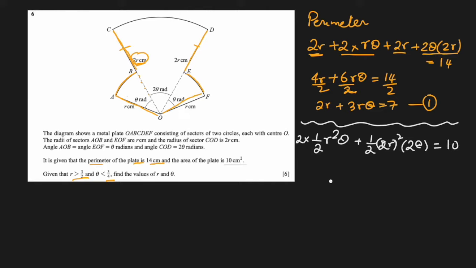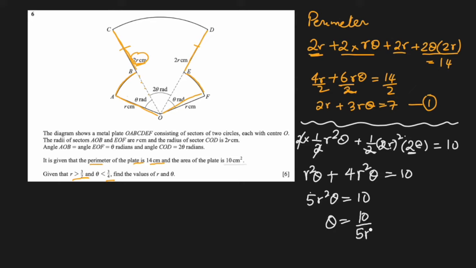10 centimeter square. So this 2 cancelled with this 2. So r square theta plus 2 square is 4. So this 2 will cancel with this 4 here in this one, and that will remain as 2, and this is 2 again, so 4. R square is r square and theta is theta. This is not squared, equal to 10. So 5r square theta equal to 10. So we will substitute this theta, no? So let's have theta. Theta is 10 over 5r square, which is 2 over r square, because 5 and 10 will cancel out. 2 over r square.